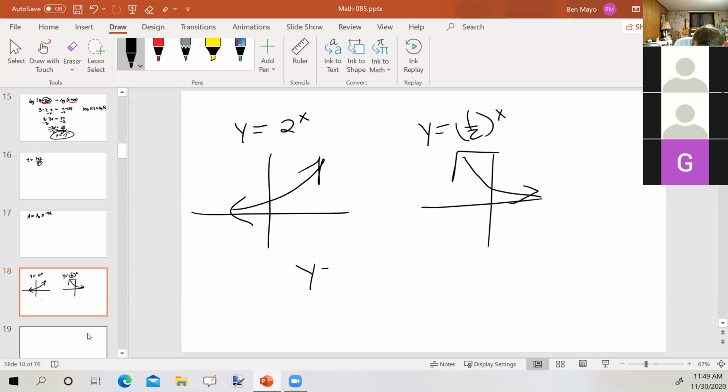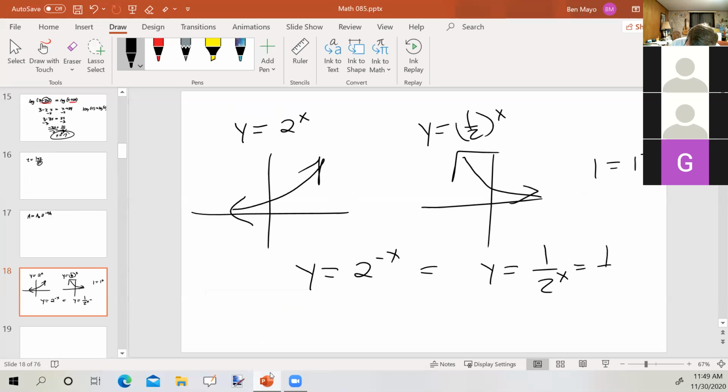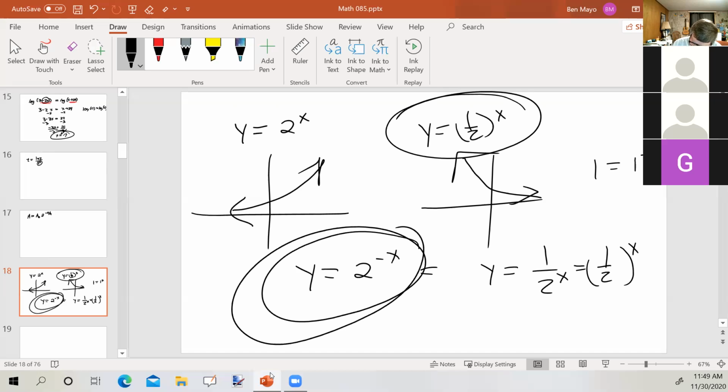Yes. But what if I had y equals 2 to the negative x power? Wouldn't that be the same as y equals 1 over 2 to the x power? Yes. Okay. And isn't 1 equal to 1 to the x power? Because no matter what exponent you put in there, you're going to get a 1. So this would be equal to 1/2 to the x power. My point is this: this thing here is equal to that. So here it's increasing, but the same base with a negative exponent makes it decrease.